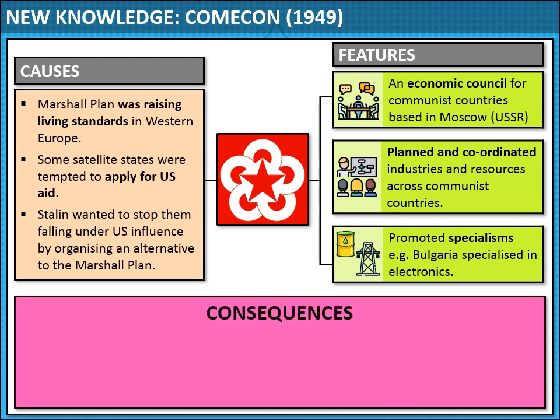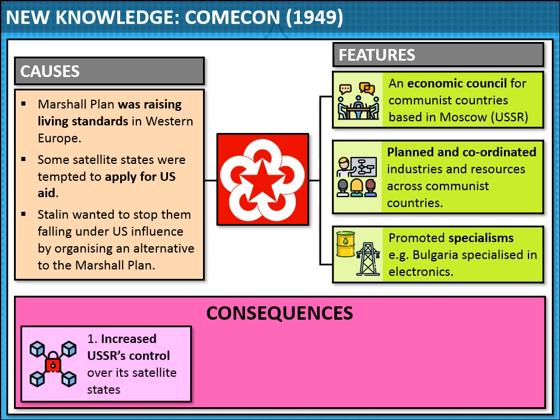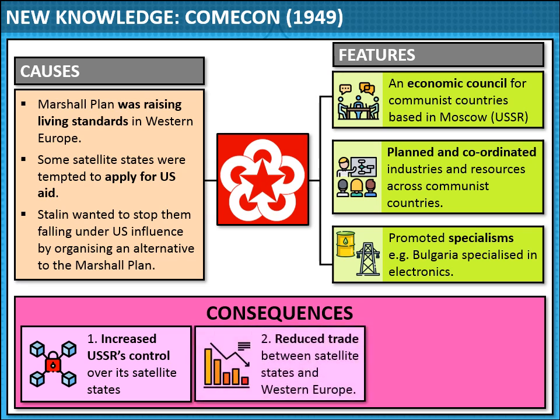Now, the creation of Comecon had some important consequences. Firstly, it increased the Soviet Union's control over its satellite states. Now, the Soviet Union controlled their economies too. Secondly, it resulted in a reduction of trade between the satellite states and Western Europe. Satellite states were discouraged from trading with countries in the West. In fact, they were discouraged from having any kinds of links with Western European countries.